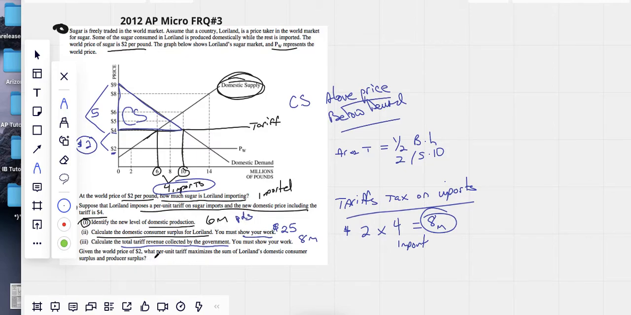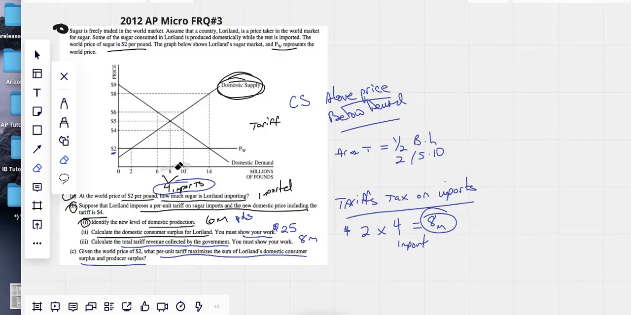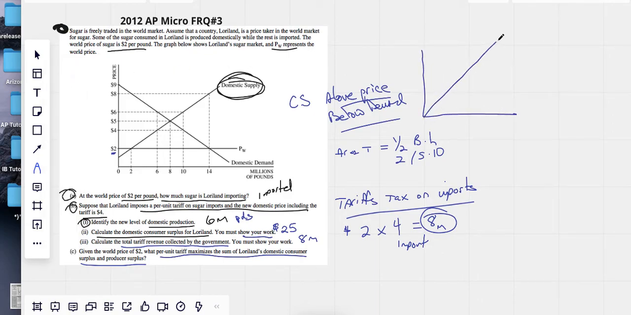Given the world price of $2, what per unit tariff maximizes the sum of Laura Land's domestic consumer and producer surplus? Now, they're only going to trick you with this one time. You will never be tricked again, but this is a hard question to understand. I just want to back out for a second and say that when the supply and demand equal one another at that price and that quantity, this is where consumer surplus and producer surplus is maximized, where equilibrium is.